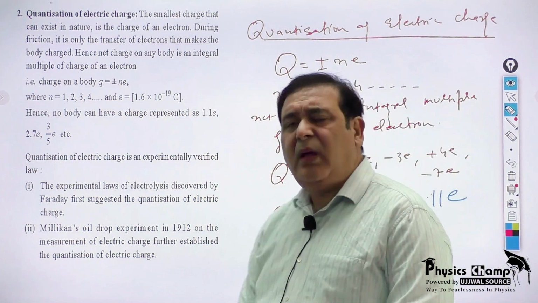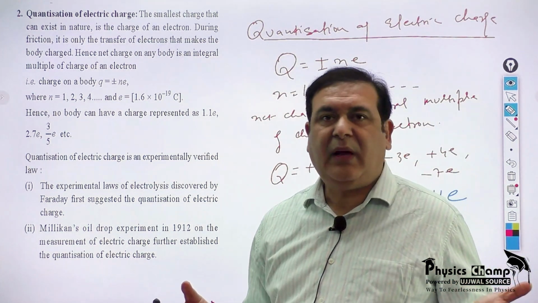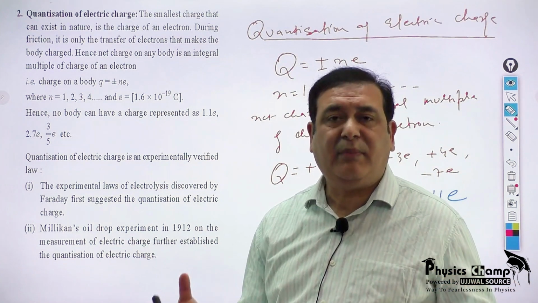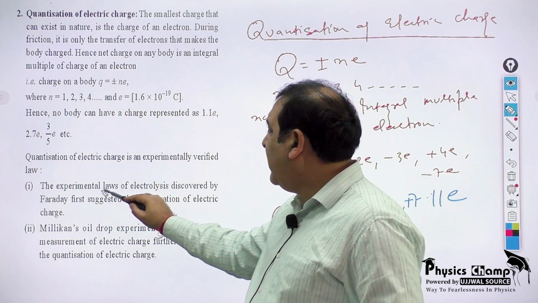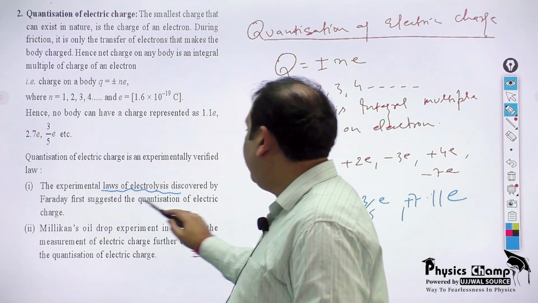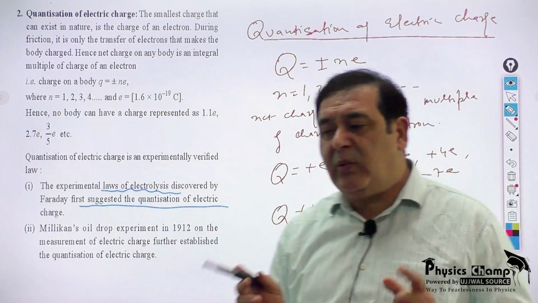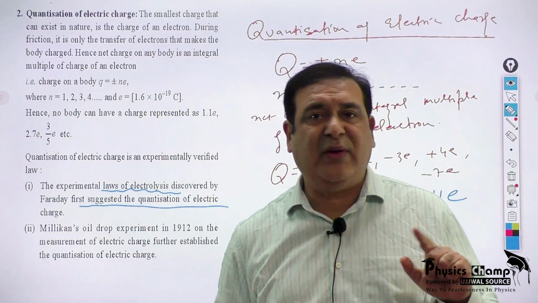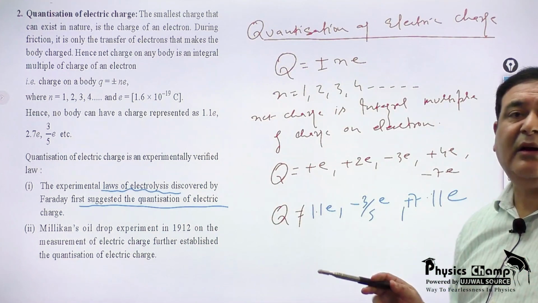Now, there are two experiments which establish the quantization property of electric charge. The first experiment was the experimental law of electrolysis, discovered by Faraday, which first suggested the quantization of electric charge. So Faraday, during all his experimentation, whenever he calculated the amount of charge, it was always an integral multiple of the charge on an electron.